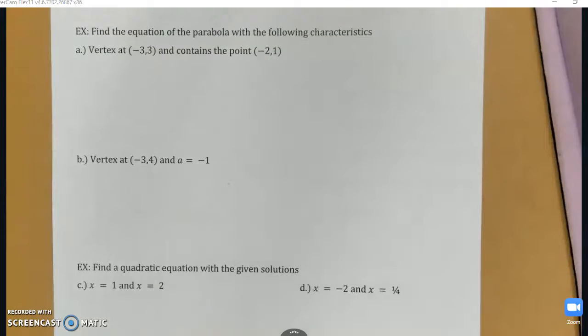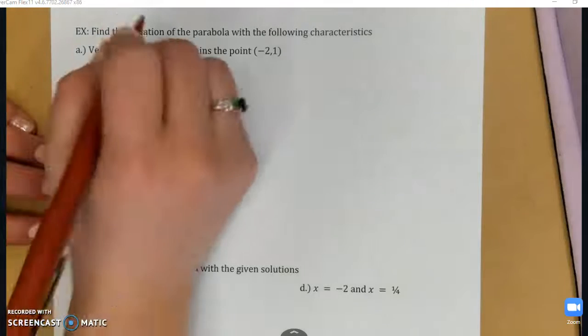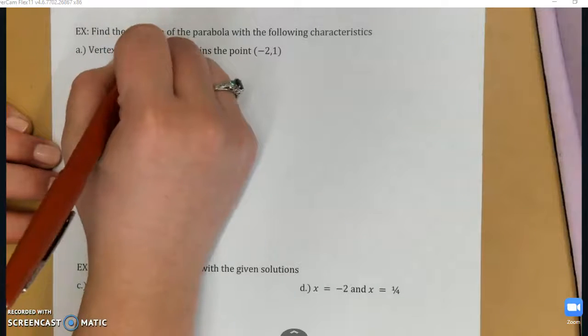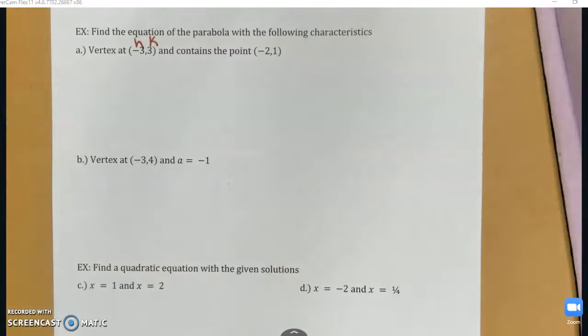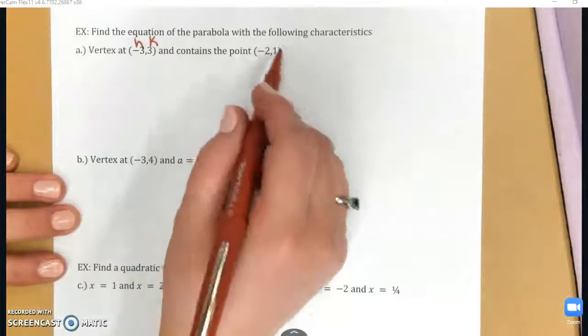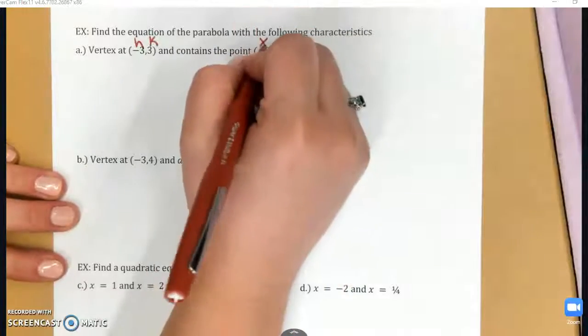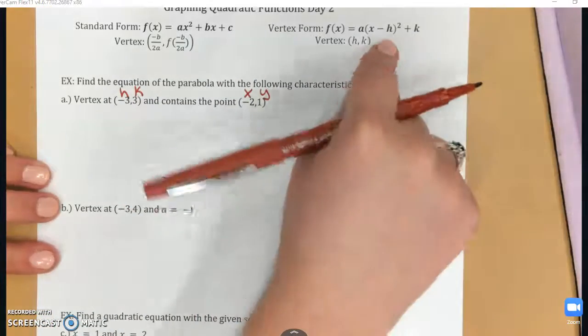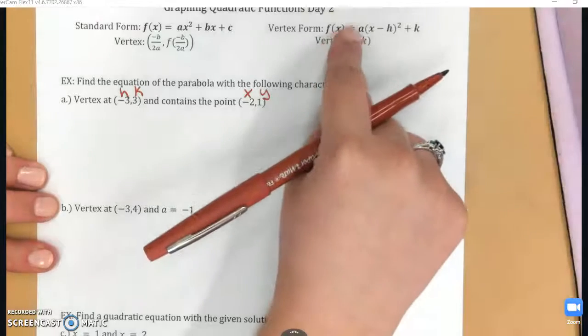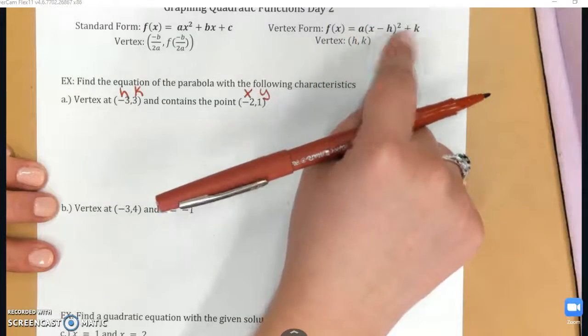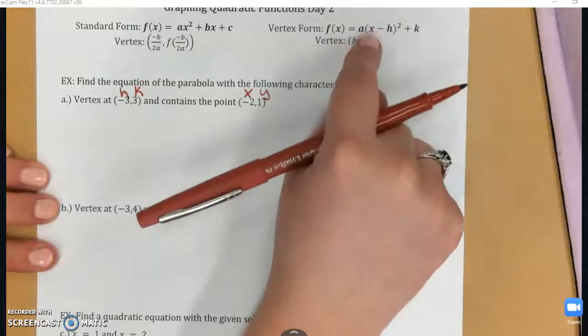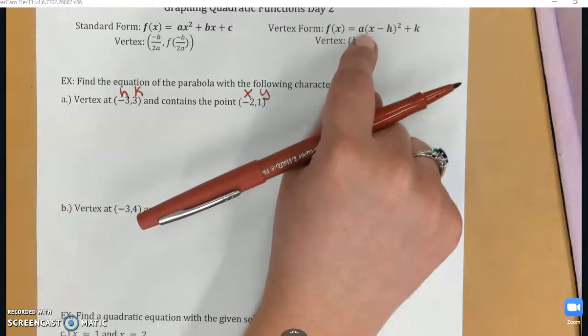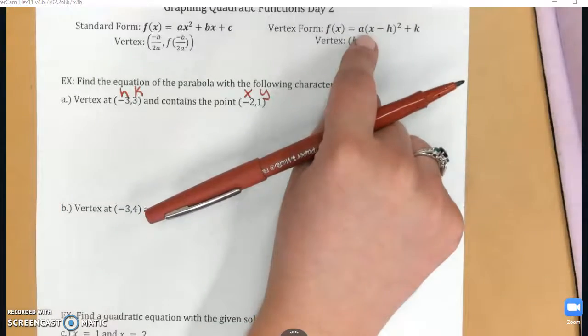So on example A, my vertex is -3, 3. So what this tells me is my h value and my k value. The other bare minimum piece of information I need in order to write the equation is a. So what I'm going to do is use this other point that's on my parabola, and I'm going to plug in that x and y value into my vertex form. So I'm going to have y be equal to a times (x minus h) squared plus k. I'll know all these values except for a, and I'm going to work backwards to find the value of a.